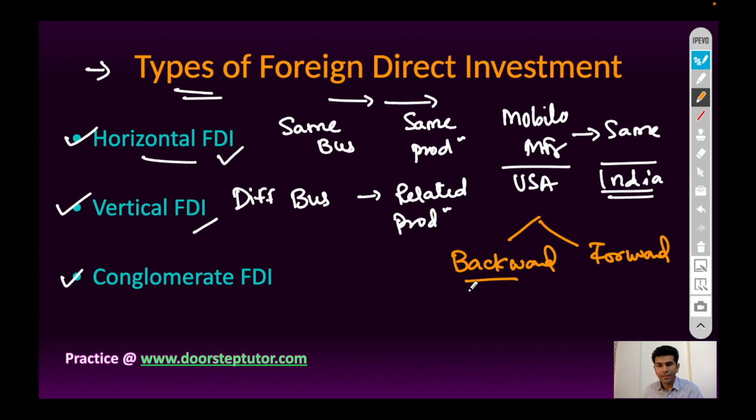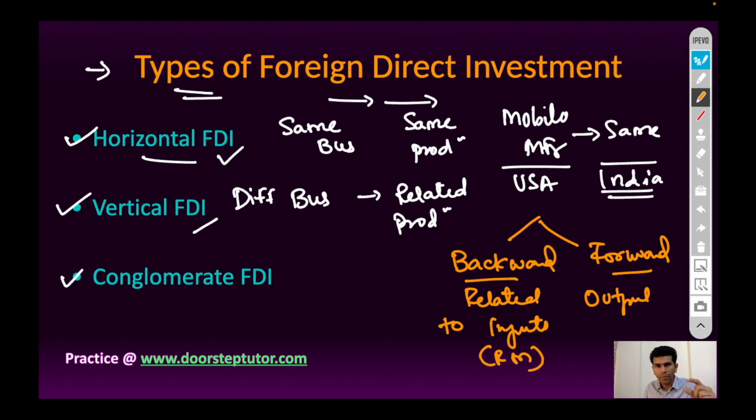Backward FDI is related to inputs such as raw material, and forward FDI is related to outputs. For example, Tata Motors is manufacturing cars and the raw material for the car is provided by Tata Steel. So Tata Motors and Tata Steel are both different businesses and provide related products. So it is backward FDI.